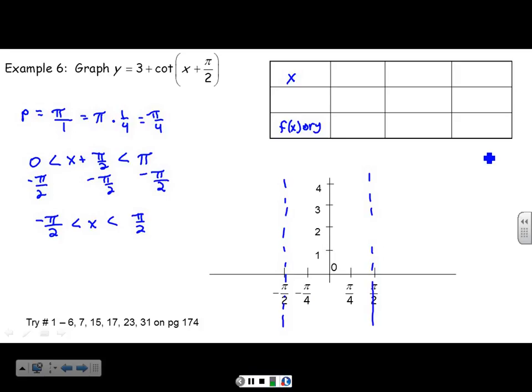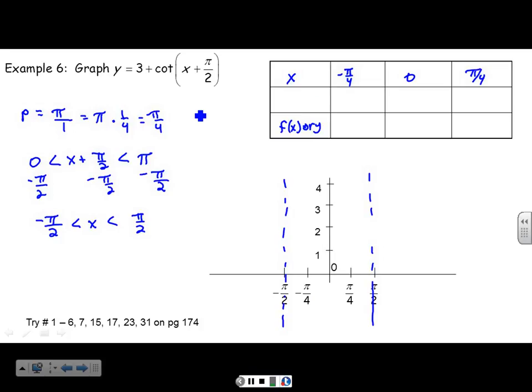Alright, so if we go from our first asymptote, negative pi over 2, our starting point, and we add pi over 4, that's going to get us to negative pi over 4, and again, that's just pure calculator work. And then negative pi over 4 plus pi over 4 is going to get us to 0. And then, of course, 0 plus pi over 4 is going to get us to pi over 4.